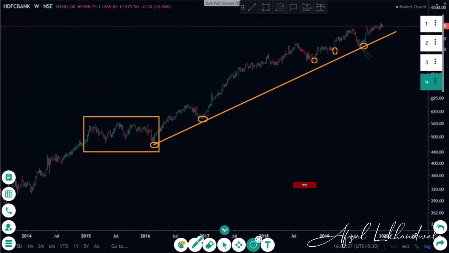That is why we drew a trend line ignoring these two lows and just considering these lows. That's all for the video.